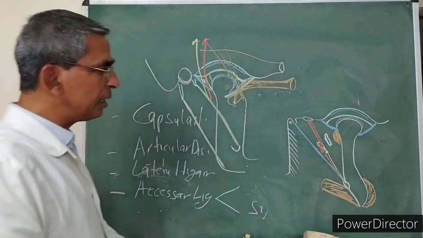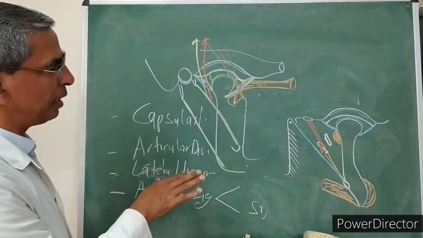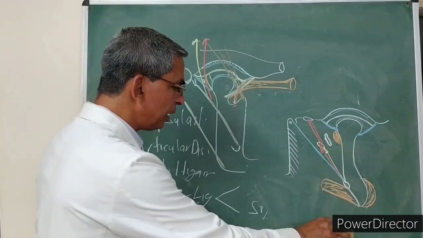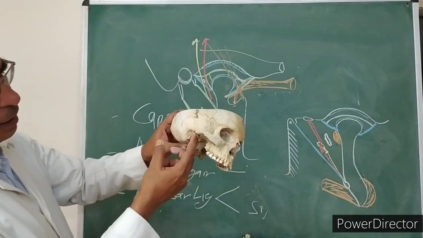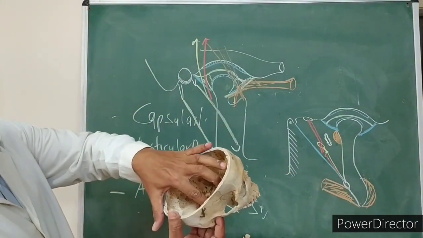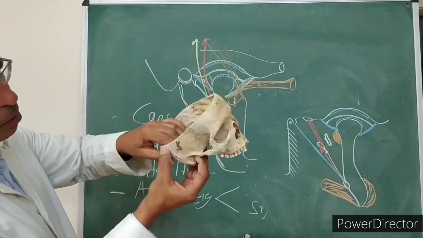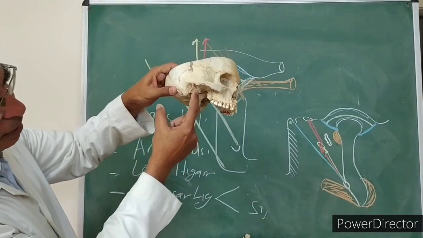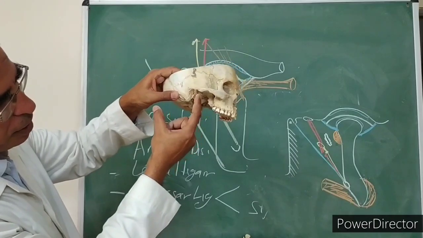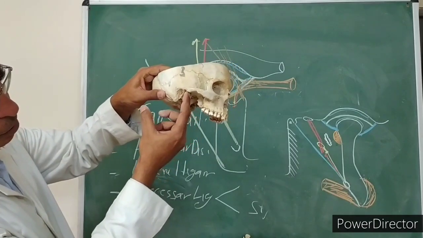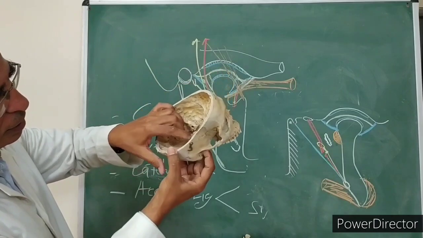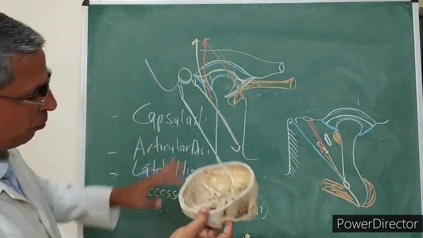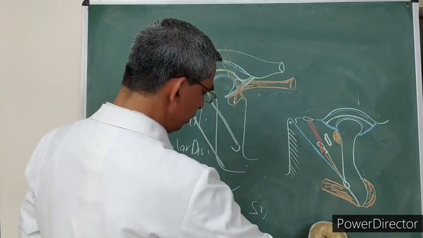Okay, so these are the relations on the medial side. Superiorly, what about the superiorly? Superiorly, this is related to the middle cranial fossa. This joint is separated from the middle cranial fossa by a thin plate of bone from the articular fossa or the mandibular fossa. Clear? So superiorly, it is related to the middle cranial fossa. So these are the relations of the joint.